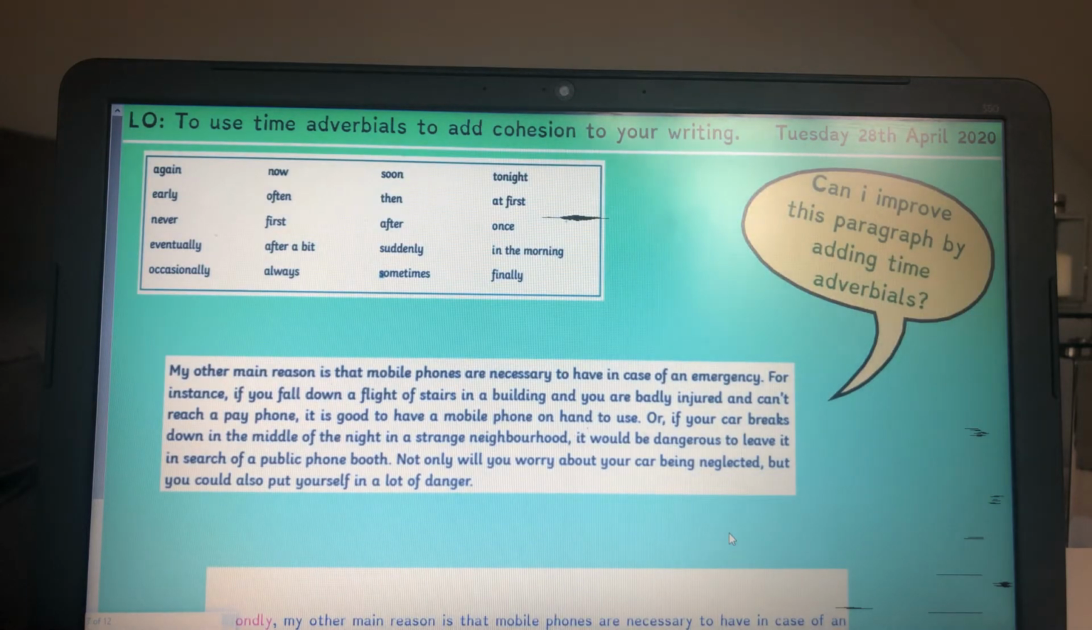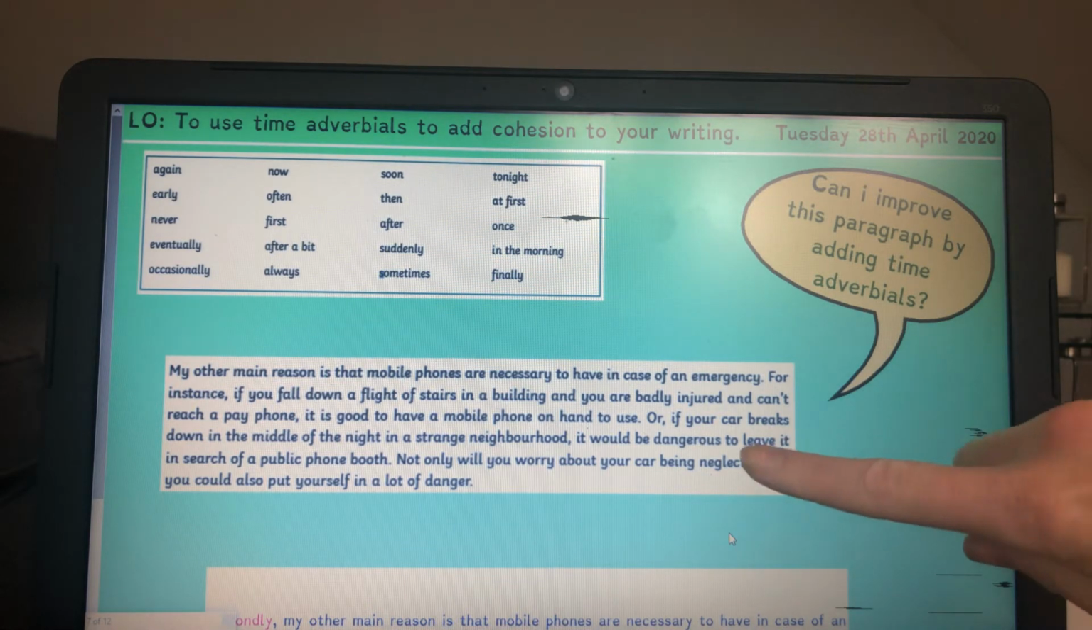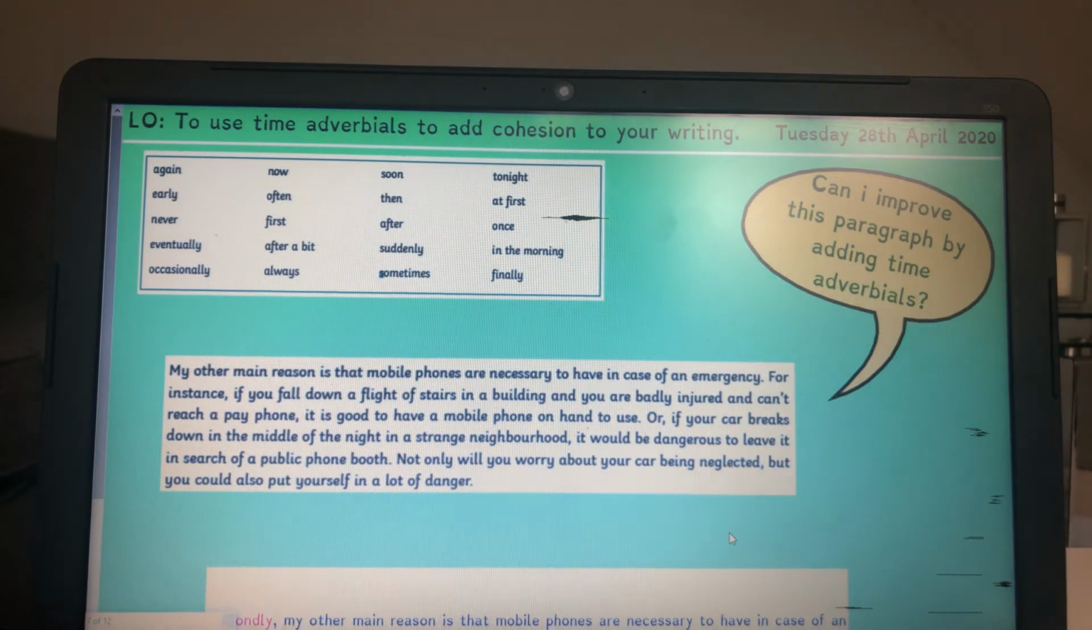Okay, so we're going to have a look at a paragraph that I took from one of the examples I gave you yesterday for your persuasive writing. Can I improve this paragraph by adding time adverbials? We're going to read this one first, and then I'll read the other one after I've added in a few time adverbials.